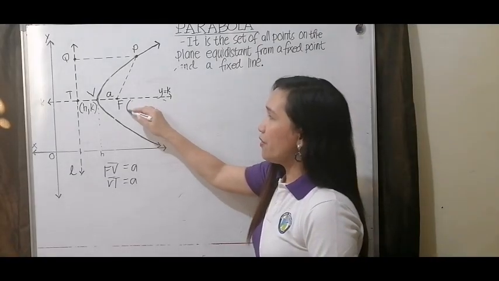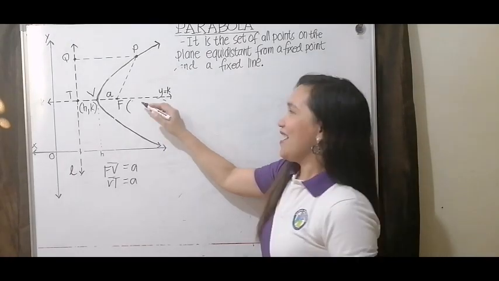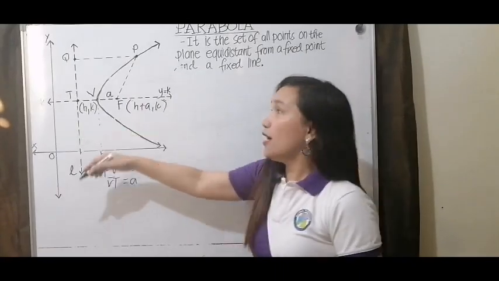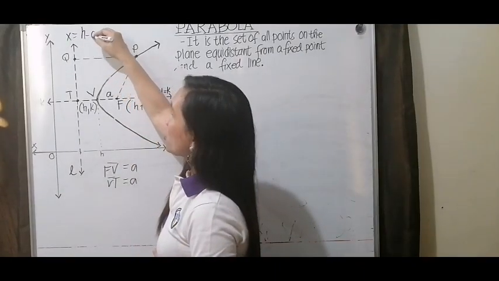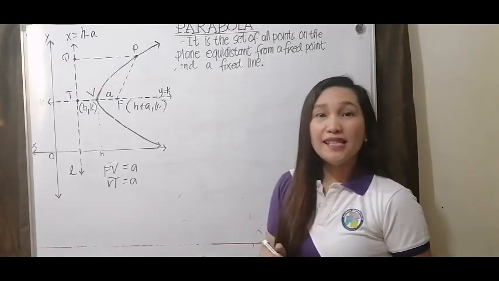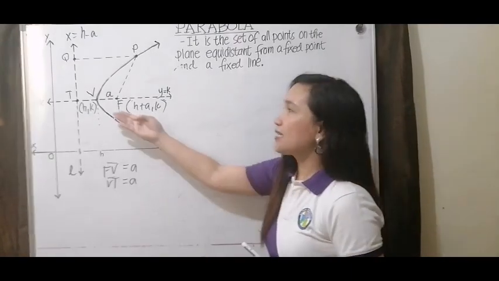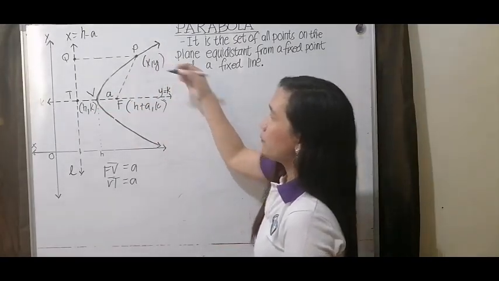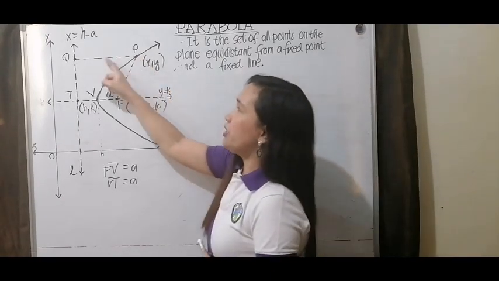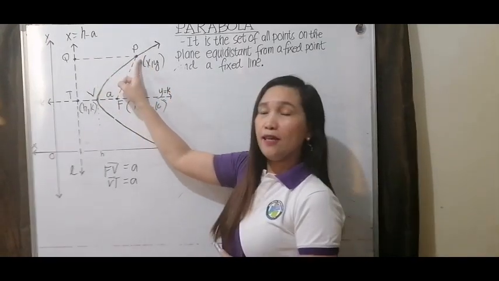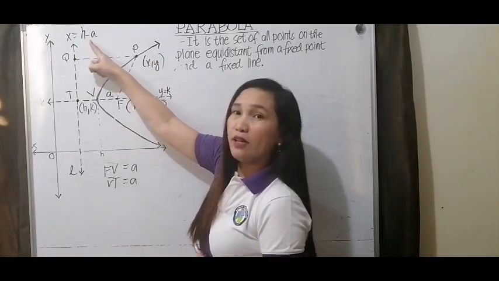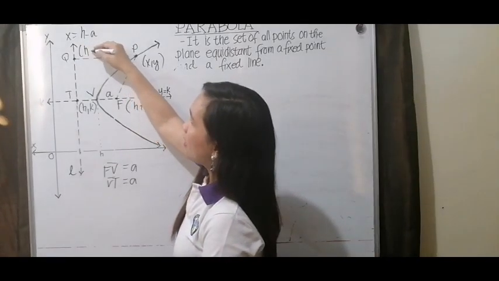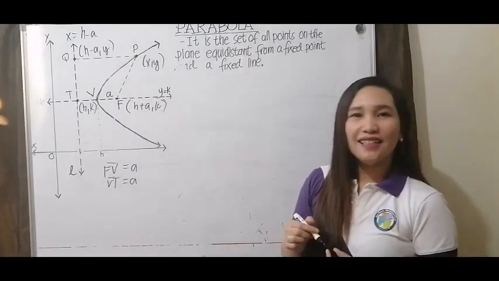Thus, the coordinates of the focus will be (h + a, k), and the equation of the directrix would be x = h - a. Now let's have another point on the parabola aside from the vertex. Let's say P with coordinates (x, y). Let's draw a perpendicular line PQ from P to the directrix x = h - a at Q. So the coordinates of this point would be (h - a, y).